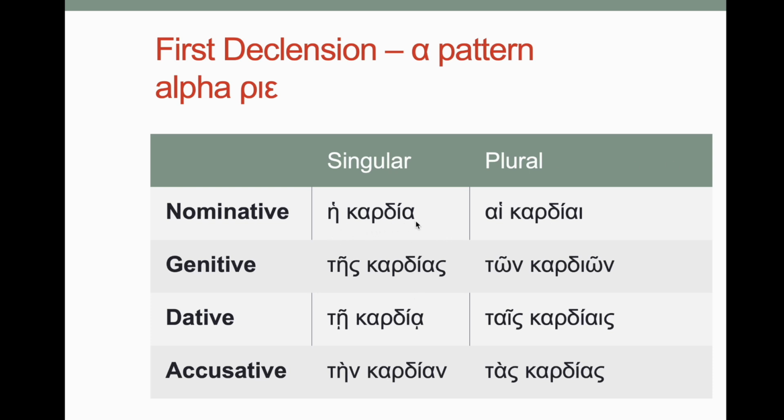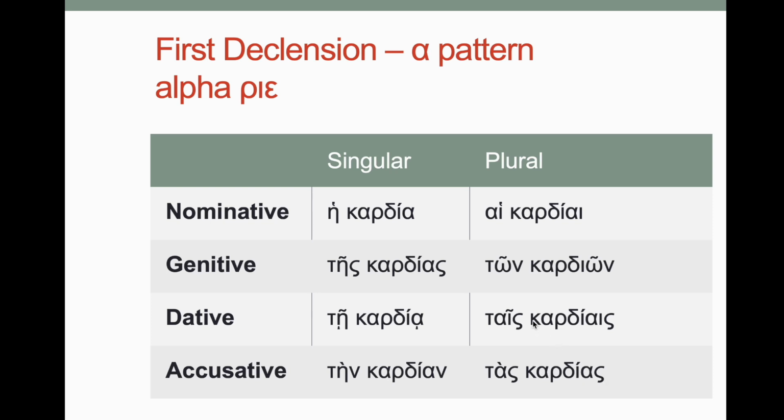He kardia. Okay, just the alpha. Tes kardias. Te kardia and ten kardian. Zero ending, sigma, iota subscript, nu. Let's do the plural forms, beginning with the nominative. Hai kardiai, ton kardion, tais kardiais, and tas kardias.